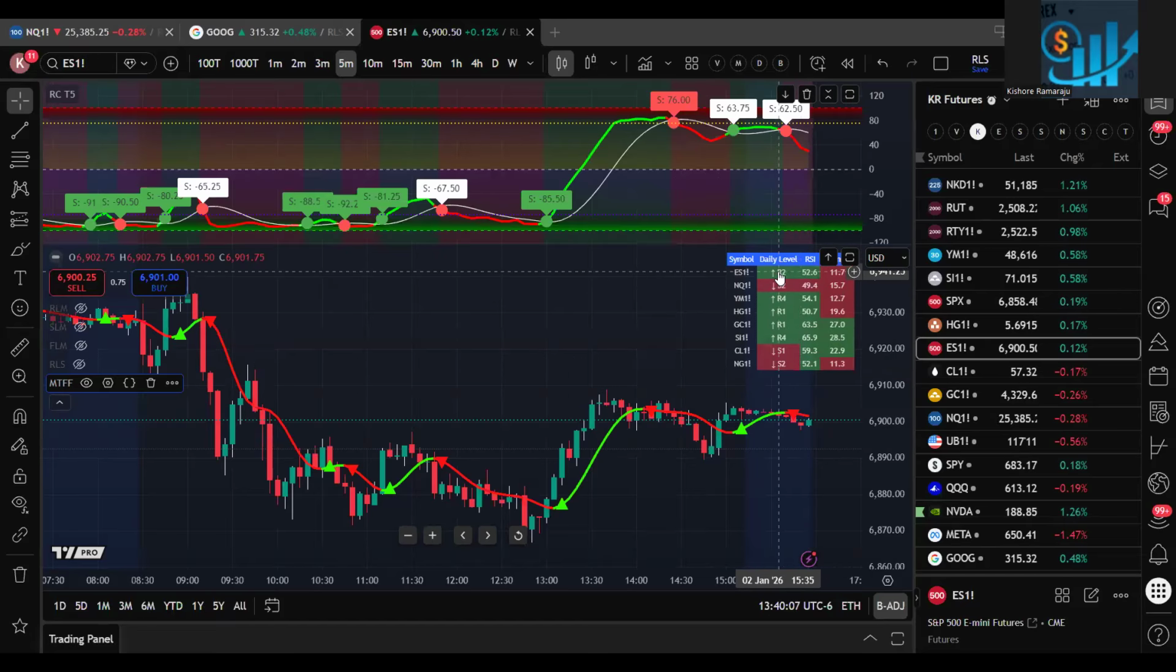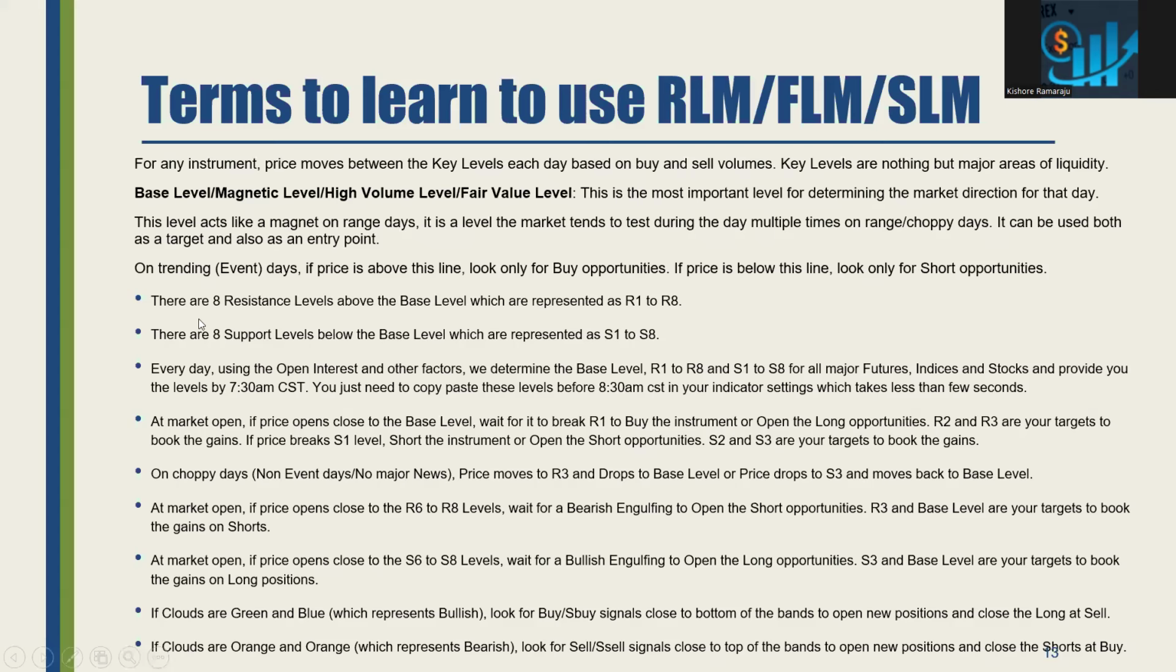If something is at R8, that is a good ticker for you to take short. If something is at S8, that is a good ticker to go long. Or if something is at just R1, R2, that is a good one to go long. If something is at S2, right, or S1, that is a good one to go short, right? Is it making sense? Is it clear? So one more time I repeat, right? Whatever I explained, there are 8 resistance levels above the base level, which are represented as R1 to R8. There are 8 support levels below the base level, which are represented as S1 to S8.